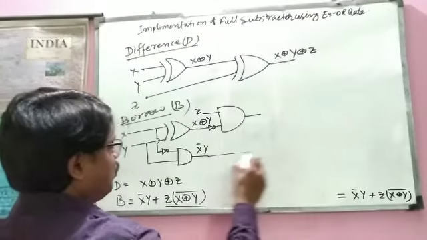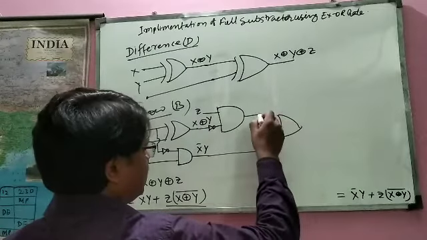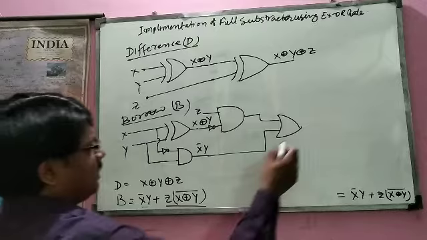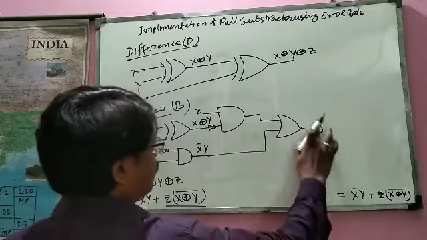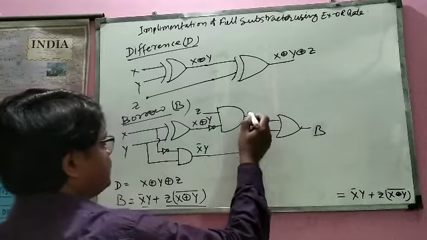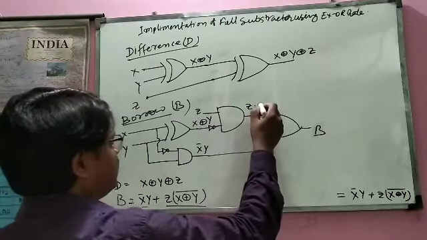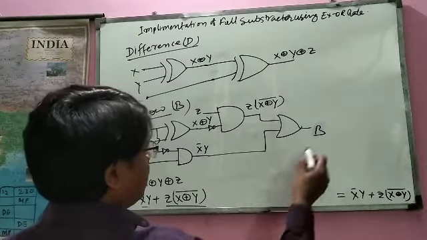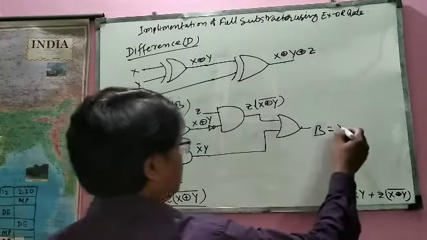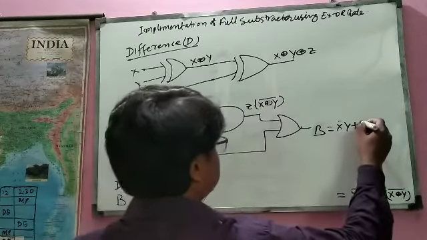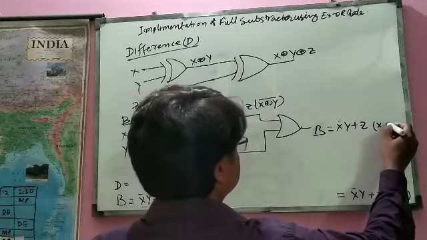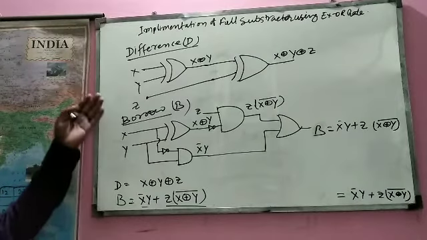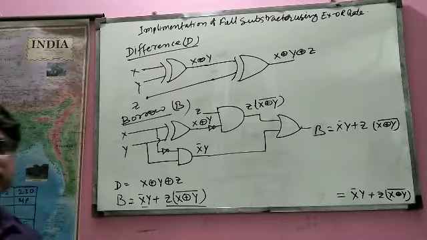And now put one OR gate and give these two inputs. Okay, these two will be added. This and this, and you will get here z into complement of this x XOR y. And here it will be the summation of x bar y plus this z, x XOR y complement. Okay, so these are the implementations of difference and borrow in separate circuits.